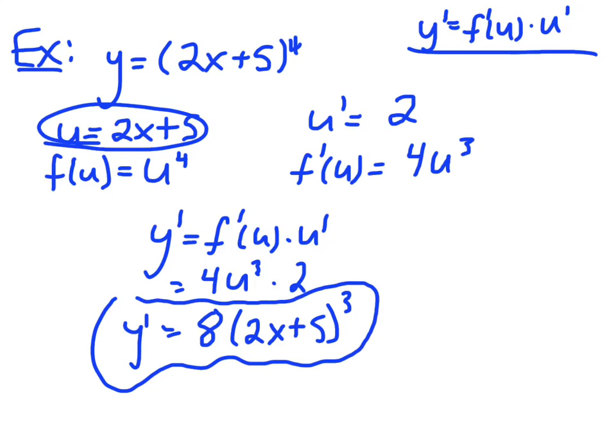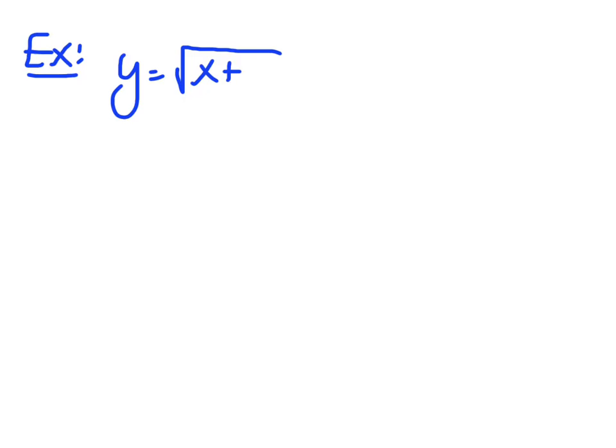So it's nice. Alright, so that's one example of using the chain rule. Let's do another one maybe that involves a radical. So let's make this one up. So let me see, y is equal to the square root of, let's keep it simple, x plus 3.